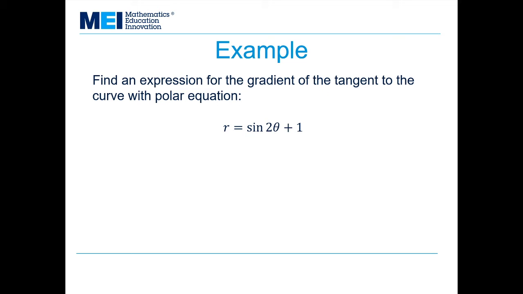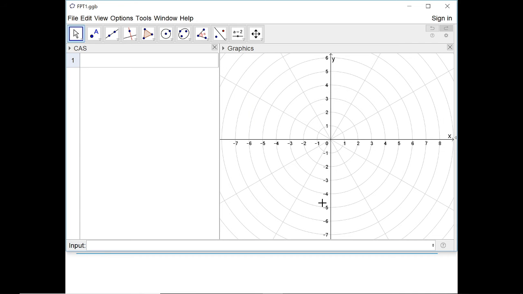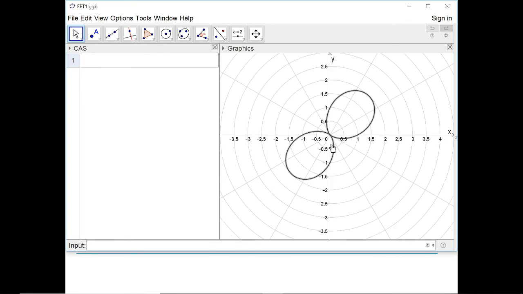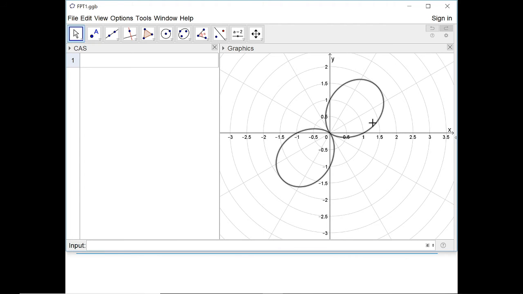Find an expression for the gradient of the tangent to the curve with polar equation r equals sine 2 theta plus 1. Well, the first thing I'm going to do is to plot this, because it's always good to see the shape of the curve that I'm working with and see if I can get any useful insights. So r equals sine 2 theta plus 1. Just zoom in on that a little bit. So I've got these two loops coming around like that.